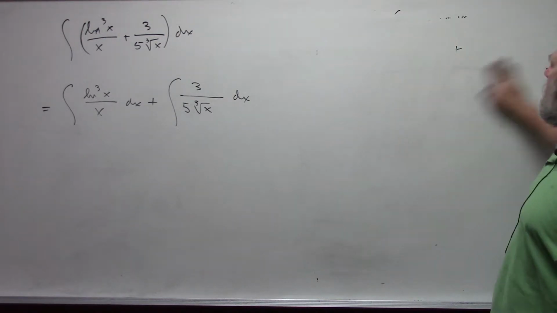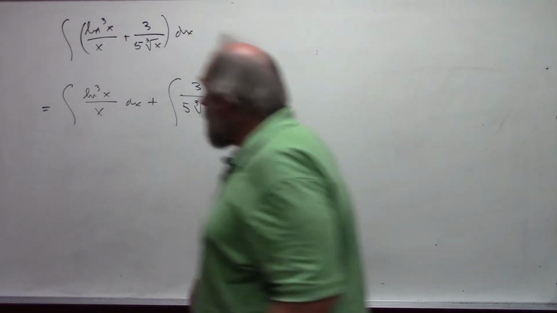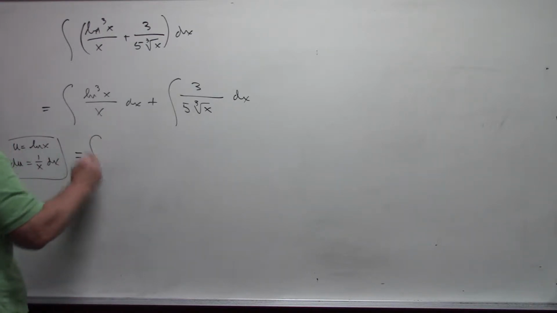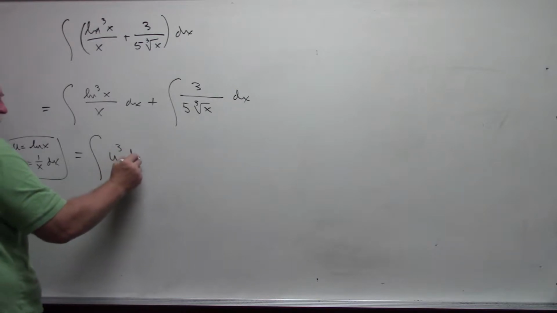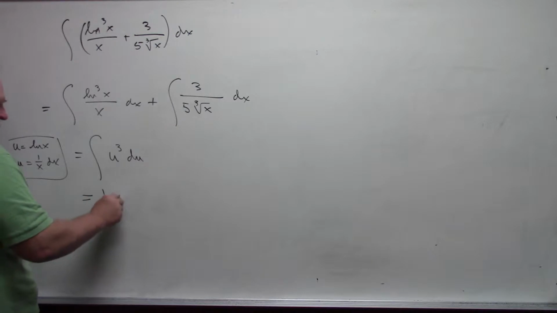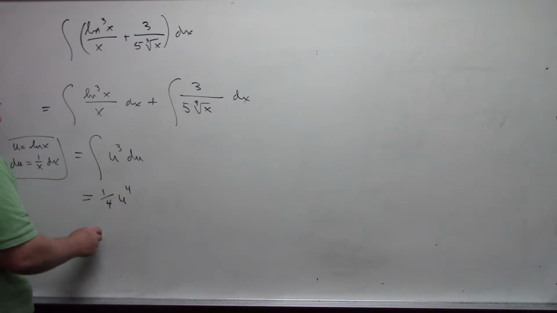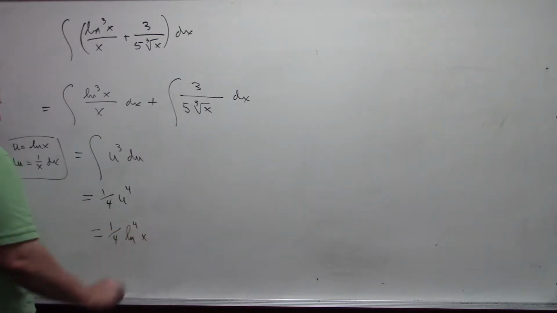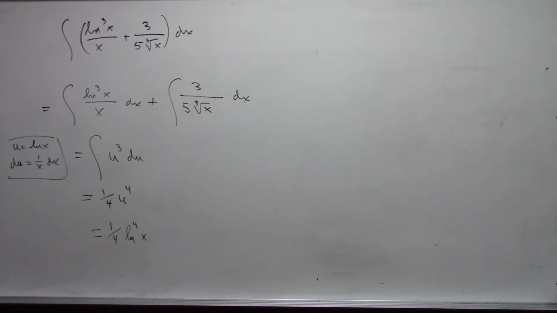So, now for this first piece, I can use u sub. u is ln of x. du is 1 over x dx. This works nicely. This becomes the integral of u cubed du. I'll finish this out. So this is 1/4 u to the 4th. And so then this becomes 1/4 ln of x to the 4th.